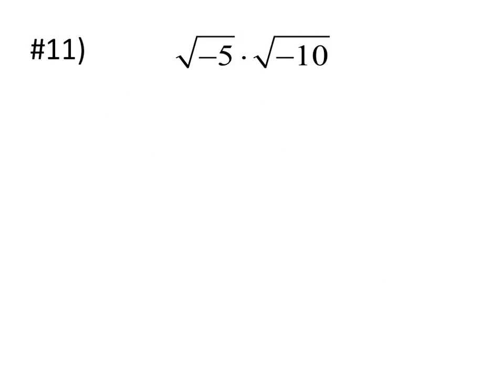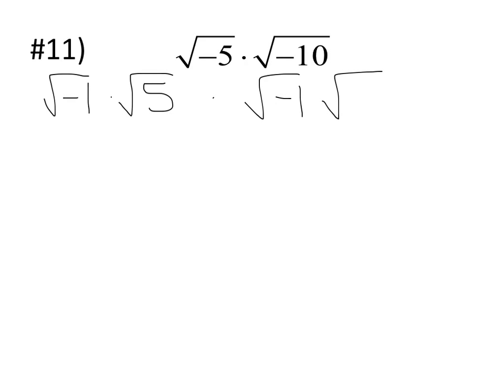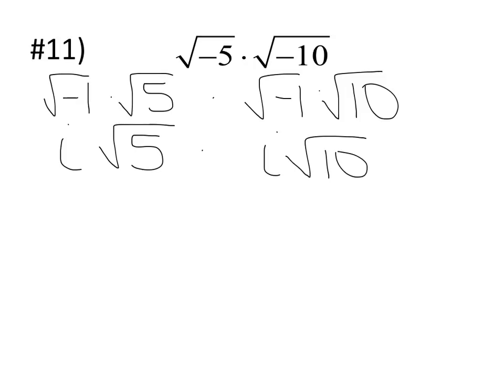Okay, number 11, same situation. You've got the square root of negative 1 times the square root of 5 times the square root of negative 1 times the square root of 10. Okay, that's breaking these up. Square root of negative 1 here, square root of 5, square root of negative 1, square root of 10. Square root of negative 1 is I, and then the square root of 5 is just square root of 5. Square root of negative 1 is I, and then the square root of 10 is just the square root of 10. Because if you break down 10, you just get 5 and 2.